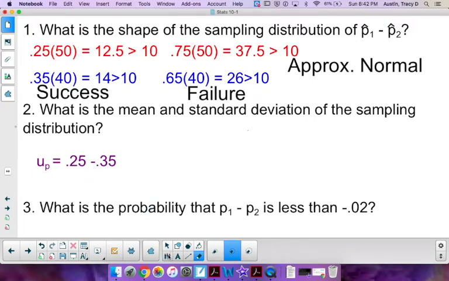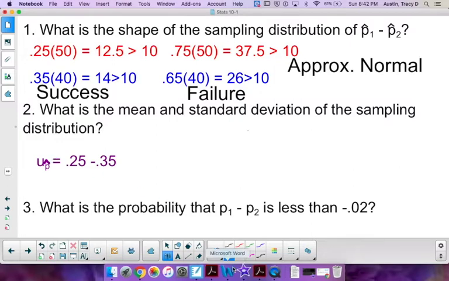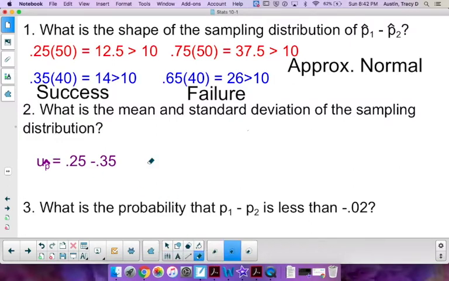0.25 minus 0.35, right? So that's the mean. And that's going to equal negative 0.10. That is its mean, okay? Because we are subtracting the first one minus the second one instead of the other way around. Okay, so there's your mean.